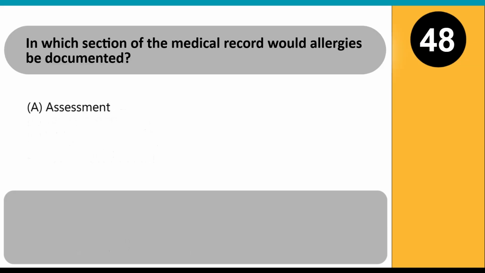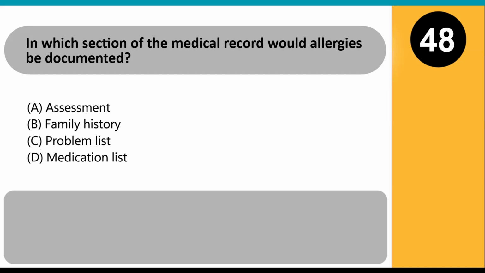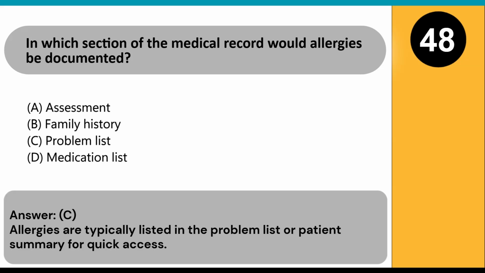In which section of the medical record would allergies be documented? A. Assessment. B. Family history. C. Problem list. D. Medication list. Answer: C. Allergies are typically listed in the problem list or patient summary for quick access.